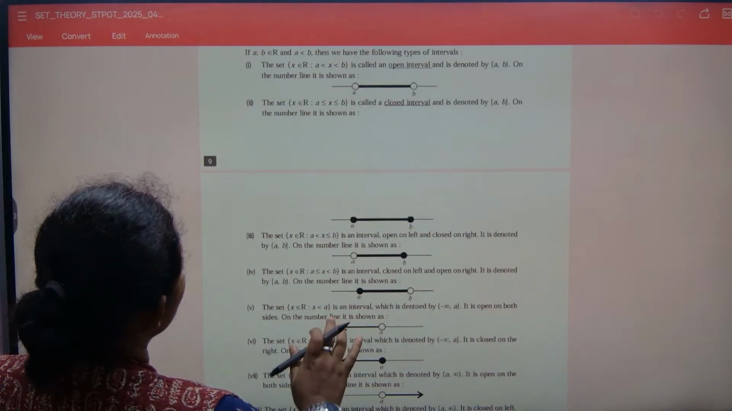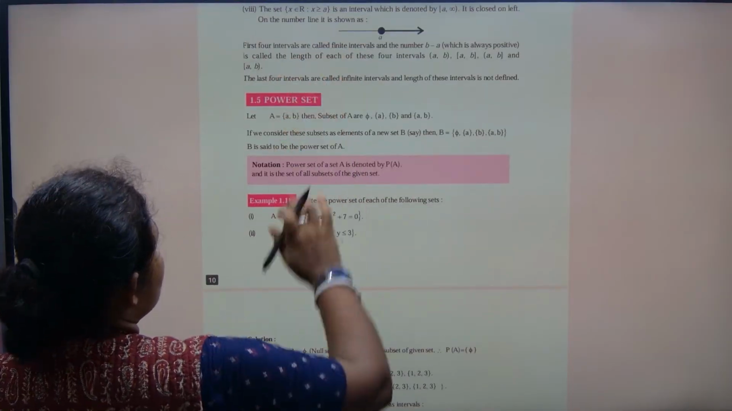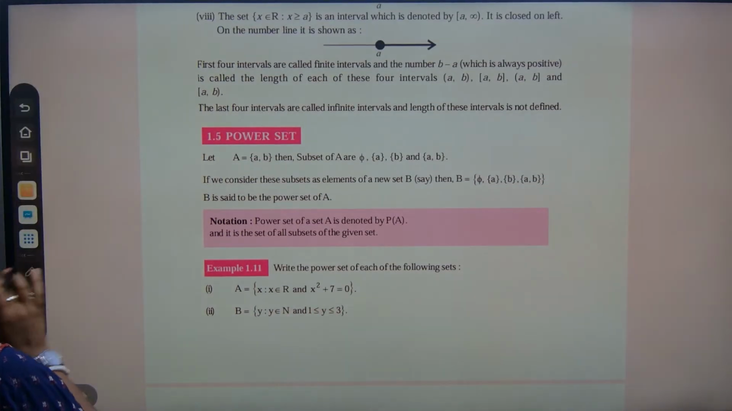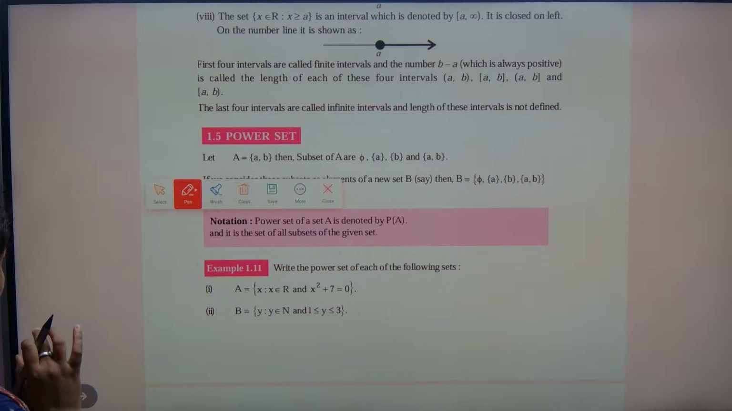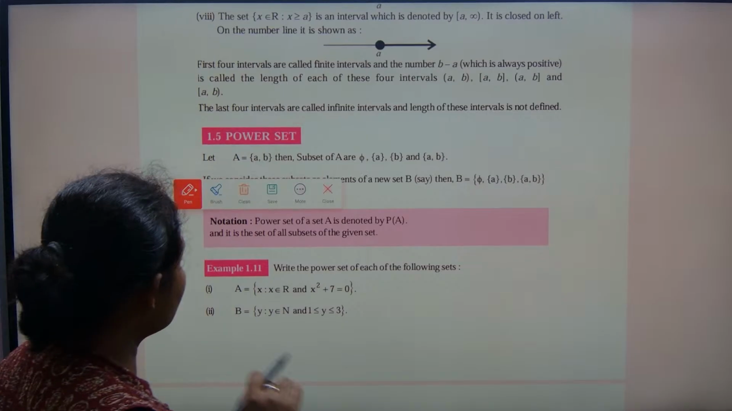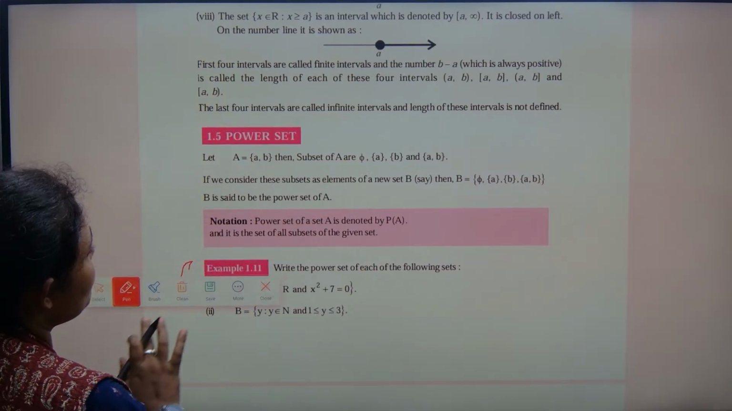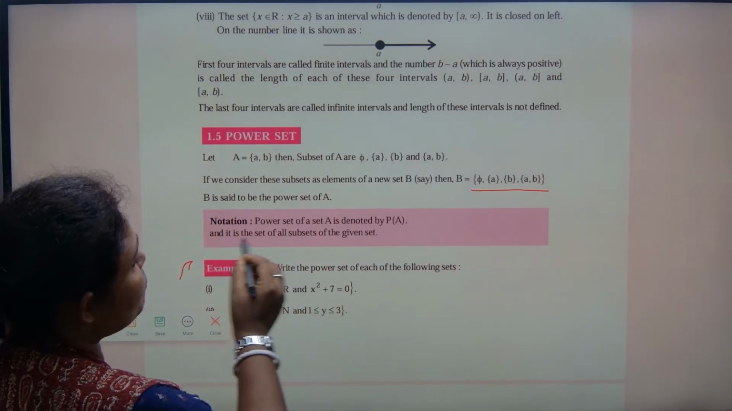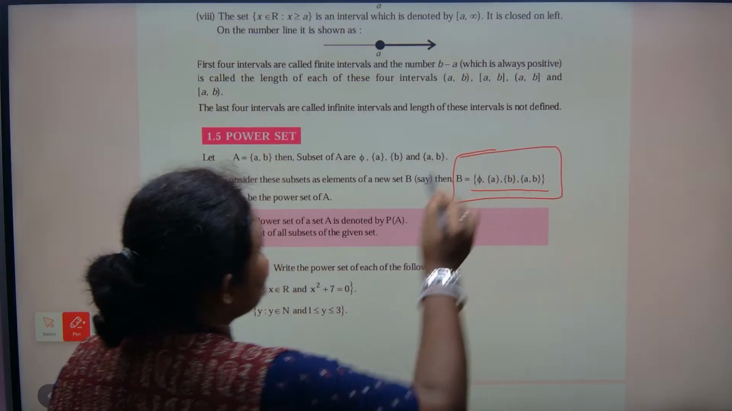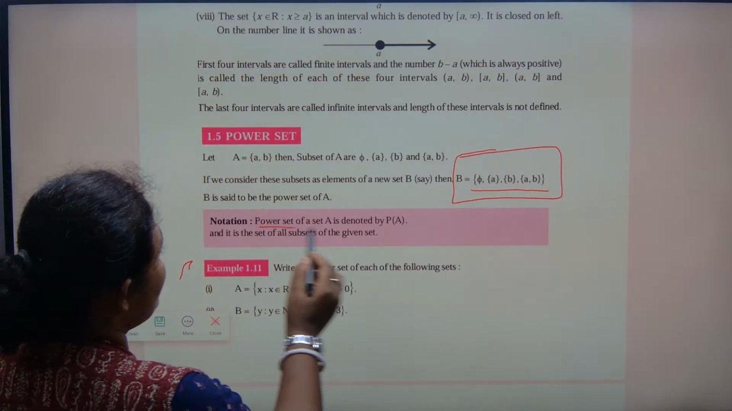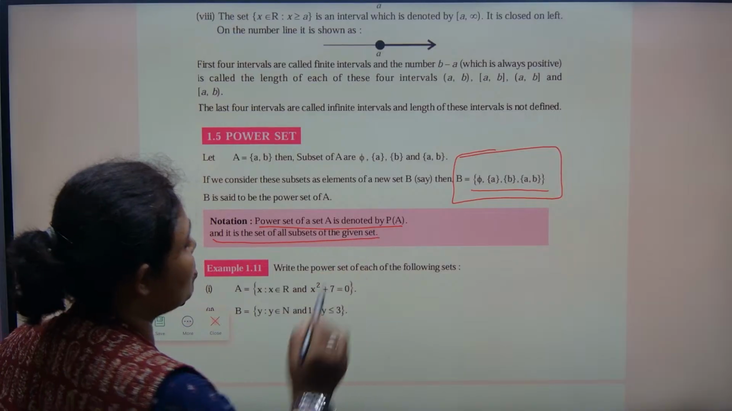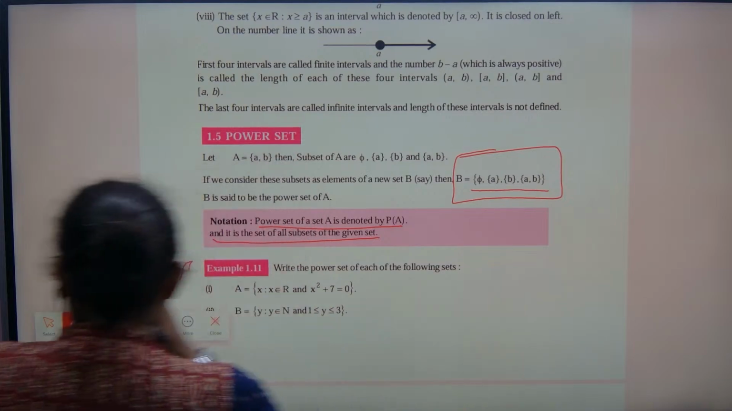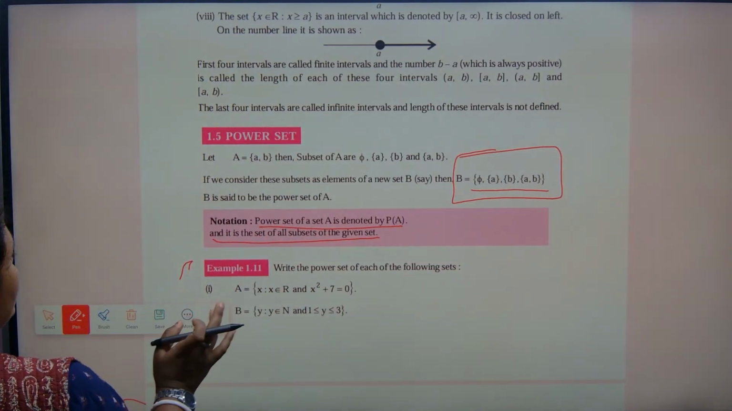So these are finished. Next, power set. In power set, we have already done the subsets of all sets. The power set is the collection of all subsets, denoted by P(A).